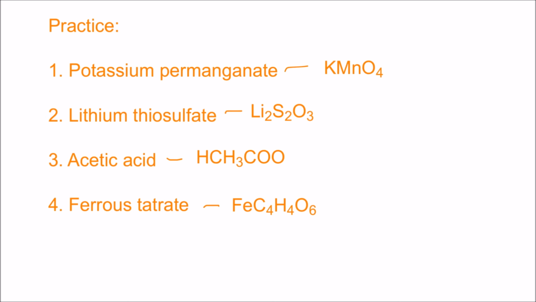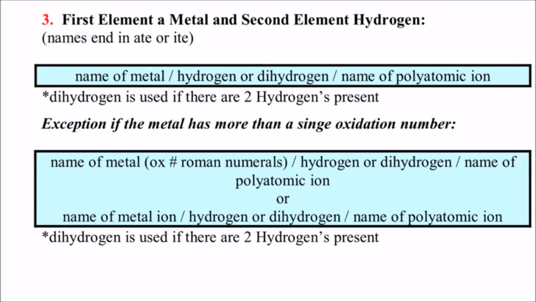Alright, so hopefully you got that, and hopefully you would also be able to go from the formula to the name. The third type of polyatomic compound that we could run into is where the first element is a metal and the second element is hydrogen. The endings are still going to be ate and ite like they were before, and here's our new rule.